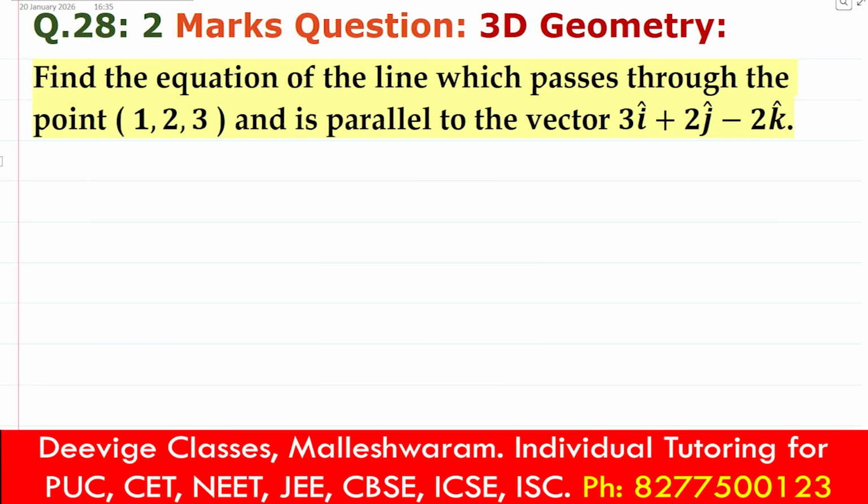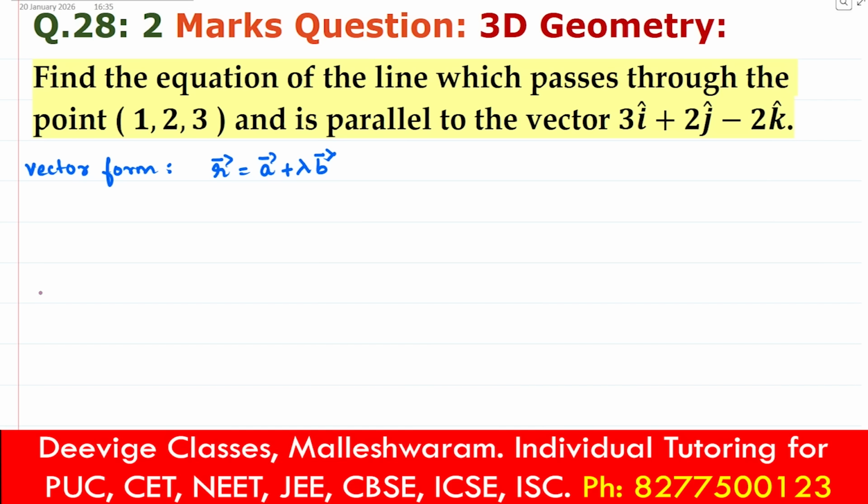Find the equation of the line which passes through the point 1, 2, 3 and is parallel to the vector 3i cap plus 2j cap minus 2k cap. Okay, so equation of the line, see, first we have two forms. One is a vector form. The vector form of the equation is vector r is equal to vector a plus lambda into vector b.